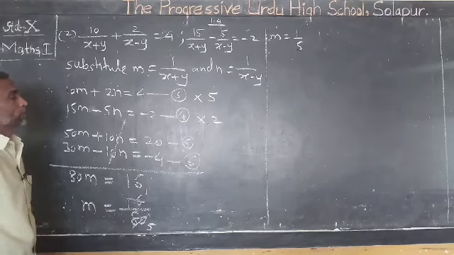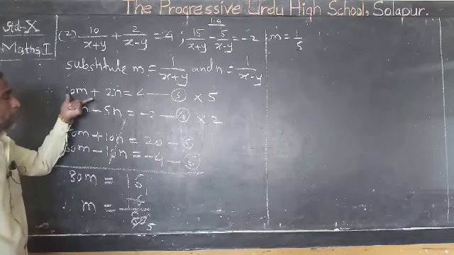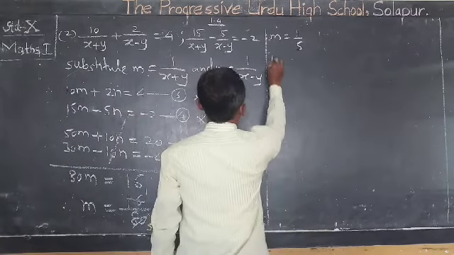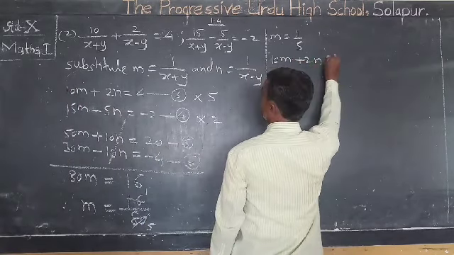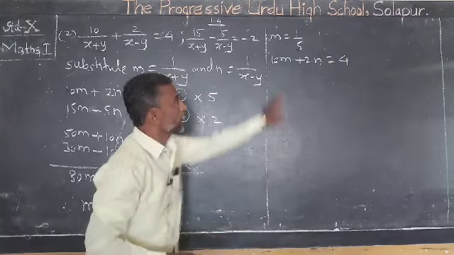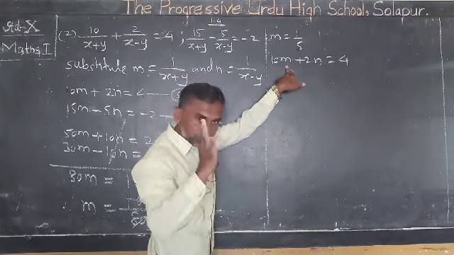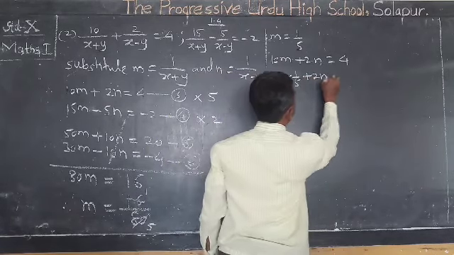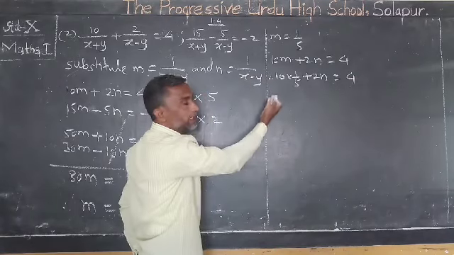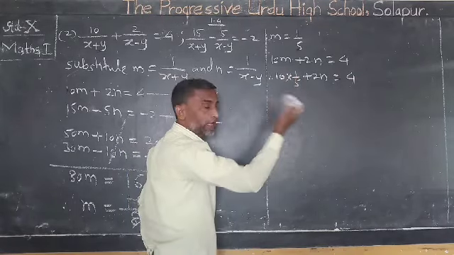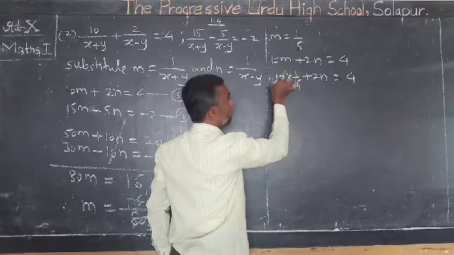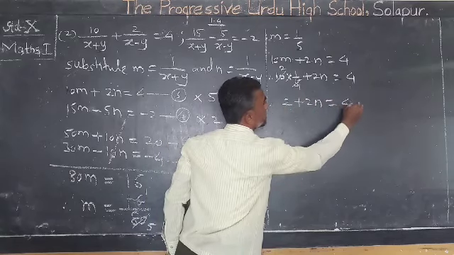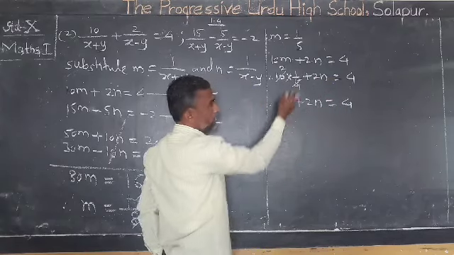Now, put this value of m is equal to 1 upon 5 in any one of the equation. Put in equation number 3. First write it. 10m plus 2n is equal to 4. Now, I am going to put m is equal to 1 upon 5 in equation number 3. Therefore, 10 into 1 upon 5 plus 2n is equal to 4. Now, we can divide easily because there is multiplication sign, we can divide. So, 5 1s are 5, 5 2s are 10. Therefore, 2 1s are 2 plus 2n is equal to 4, right? As it is, 2 1s are 2.